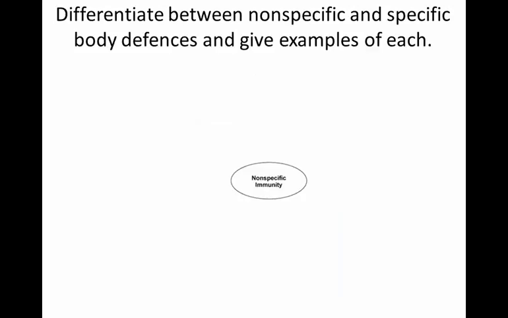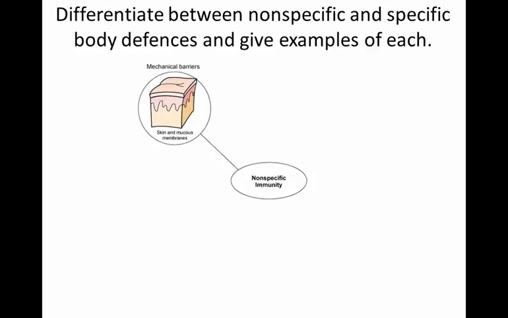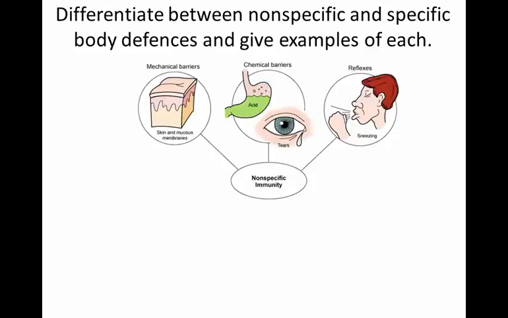So continuing on, we can again take a closer look at nonspecific immunity. Nonspecific immunity, as mentioned previously, protects the body against many different types of pathogens. It does not recognize any specific pathogens and attack them, but has systems like mechanical barriers, chemical barriers, and reflexes, ultimately forming the first line of defense, as mentioned in the previous slide, that prevent pathogens from getting into our bodies in the first place.